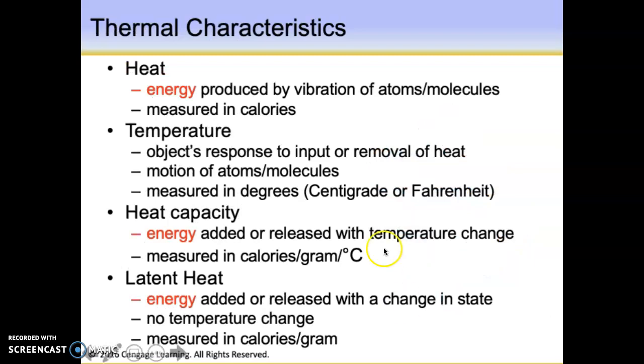So what we're going to do is take a look at a few of the characteristics of water. The first thing we're going to look at, and we're going to spend some time on this, are the thermal characteristics of water. And the thermal characteristics of water refer to the heat properties of water. So first of all, heat is a measure of energy, and I highlighted that in red because that's important to remember. It's a measure of energy produced by the vibration of atoms and molecules. And it is measured in calories.